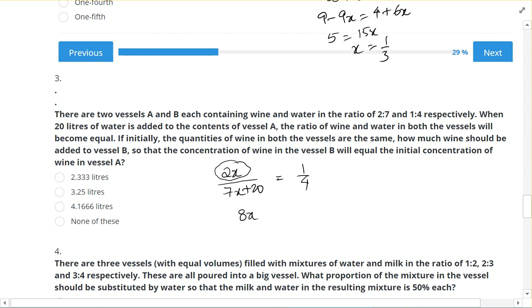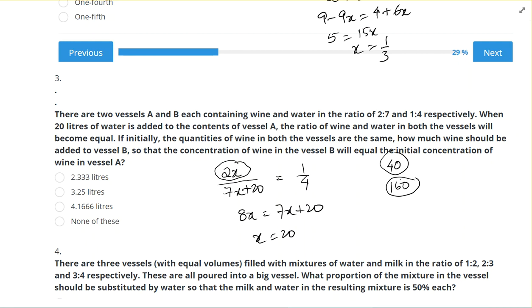So it is 8x is equal to 7x plus 20. So x is equal to 20. 2x is equal to 40. If it is 40, then 1 is to 4, so the second one will be 160. 40 liters wine and 160 liters water is there.